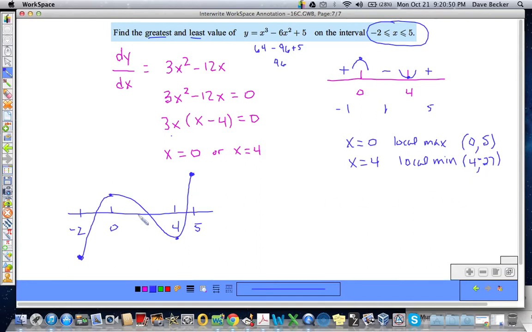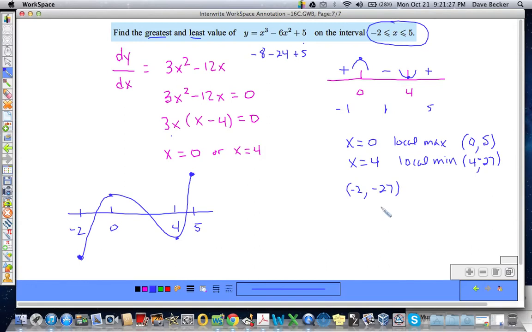Okay, and then we got to check our endpoints to see if they're any lower or higher than this. What about -2? Well, let's replace it in here. And this is a legitimate non-calculator problem, so that's why I'm doing it like this. -2 cubed is -8, minus 6 times a positive 4 is minus 24, plus 5, so that's negative 32 plus 5 is a negative 27. So negative 2, negative 27.